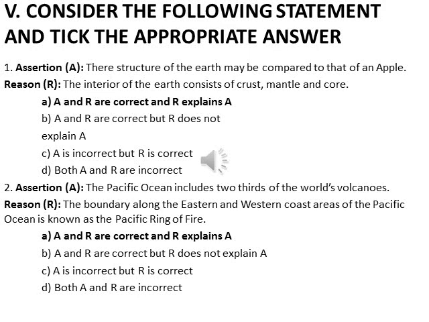So both assertion and reason are correct, because the Pacific Ocean, in both the eastern and western regions, consists of the world's active volcanoes. The world's major volcanoes are in this region only. 2/3 of the volcanoes were found in this region only. That's why it is called the Pacific Ring of Fire. So option A: A and R are correct and R explains A.